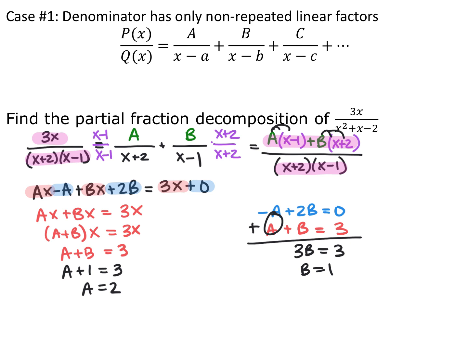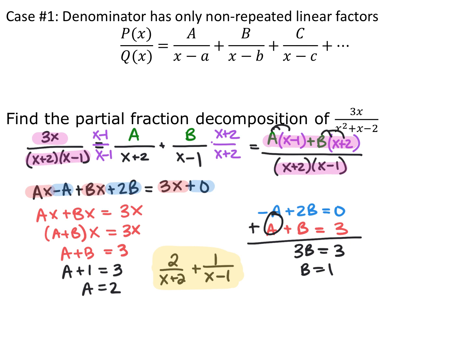And then I always want to write my answer in context, which in this case is the actual partial fraction decomposition, making sure that I put a over the x plus 2 and put b over the x minus 1. So my final answer is 2 over x plus 2 plus 1 over x minus 1.